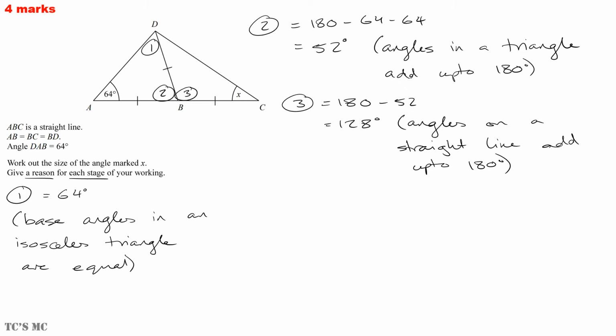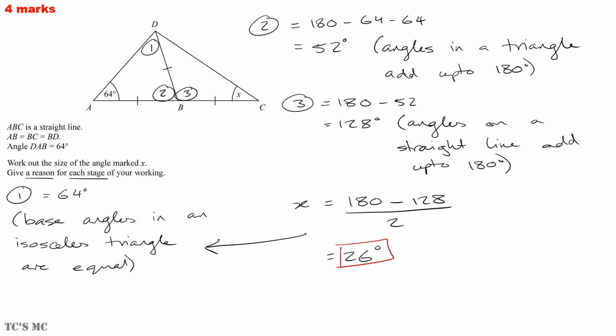Now I can try and work out angle X. Angle X is part of an isosceles triangle. It's one of the base angles. So I am going to do 180, subtract 128, and divide all of that by 2. Now I have my second mark. That gives me 26 degrees. Now I have my third mark. For my fourth mark, every single stage of working must have a reason. For the last one, I'm going to draw an arrow over here because the reason is the same.